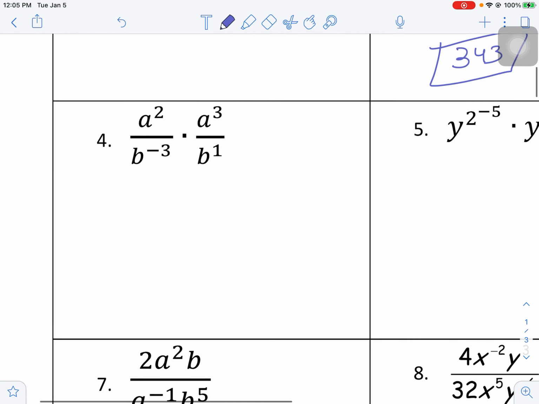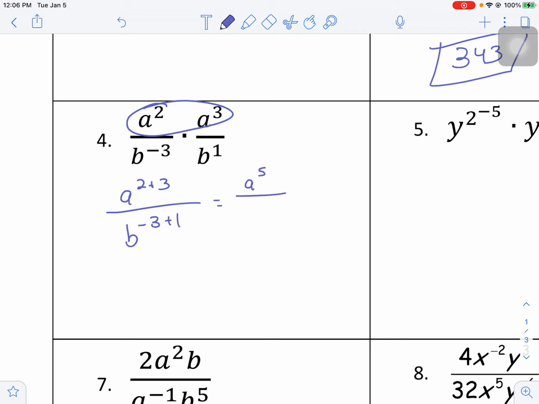All right, for number 4, again, I'm just going to combine right away. Multiplication in the top here, we have a to the 2 plus 3 over b to the negative 3 plus 1. That's going to give us a to the 5th power over b to the negative 2. We can't have negatives in our answer, so we need to move that b to the negative 2 to the top, so it's going to be a to the 5th b squared.